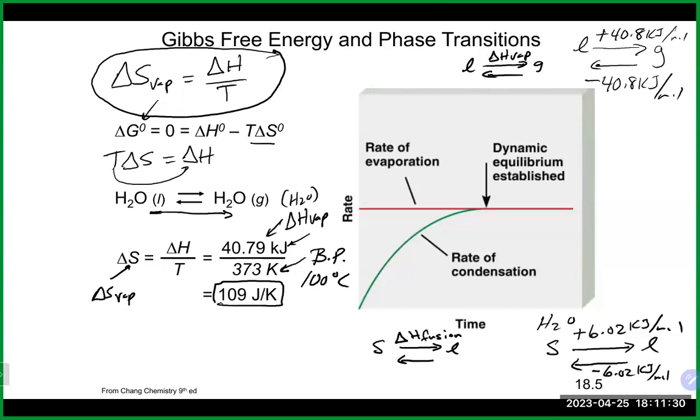Now, let's say we were doing the delta S of condensation. And condensation means that we're actually going from gas back to liquid. What would be the only difference in our calculation here?